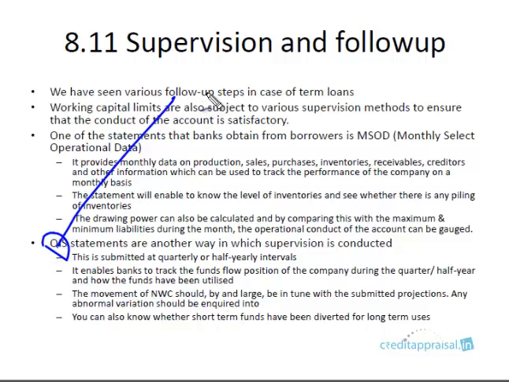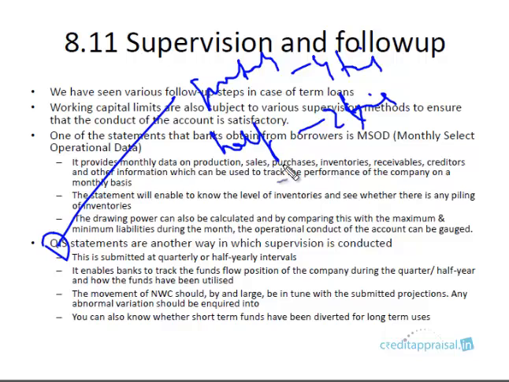Okay, so these two statements, QS actually, you will have two QSs. One will be submitted at quarterly intervals, so this will be submitted 4 times a year. Then one more QS will be submitted half yearly. The format is different for these two.